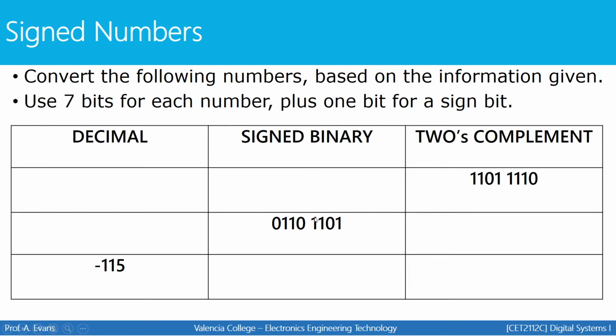You also have a signed binary number given to you in the middle section right here. You're going to want to convert that to decimal and then to 2's complement. And then you have a decimal number right here that you have to convert to signed binary and 2's complement.